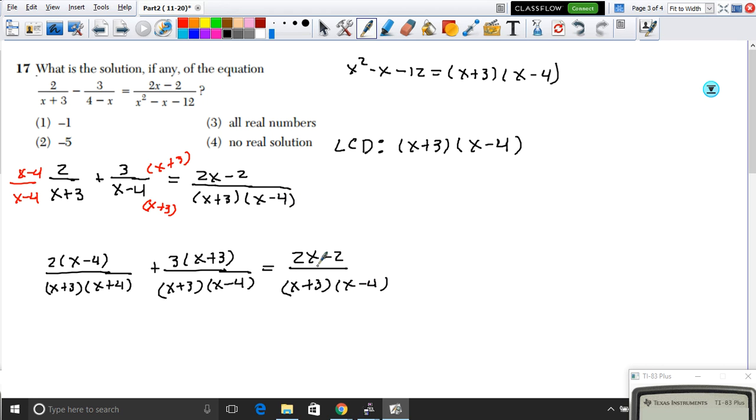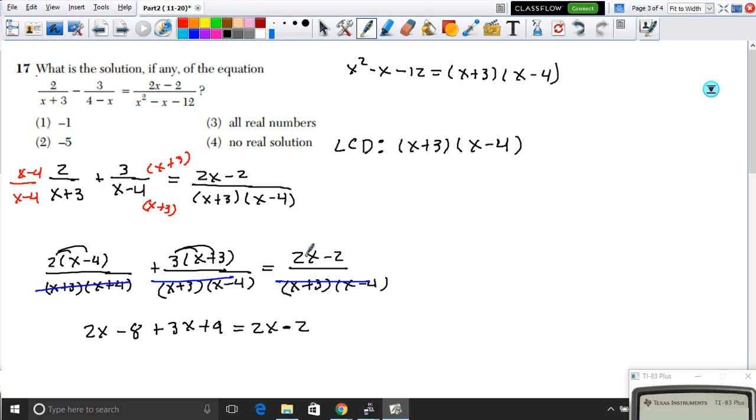Okay, perfect. But now, what's the purpose of this? Why do we even bother to write every single denominator the same? Because once every single denominator is the same, you can just cancel them out, and then you can set the numerators equal to each other. Let's do two steps at the same time. Now we're going to have 2x minus 8 plus 3x plus 9 equals 2x minus 2. Notice that now this just becomes a linear equation.